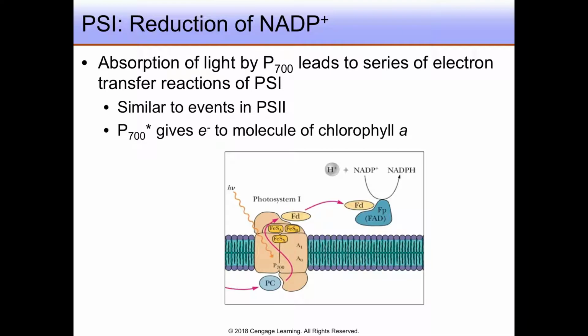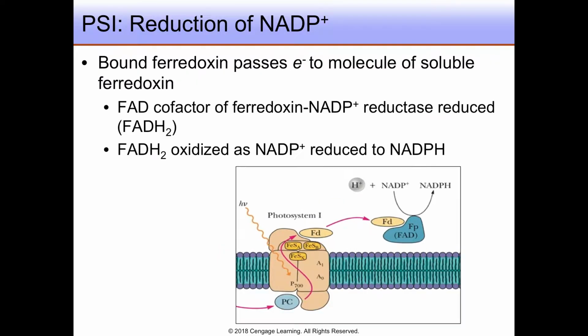Similar to PS2, the absorption of light by the P700 chlorophyll of PS1 is the primary event at this photosystem. This promotes an electron to a higher energy state with a low reduction potential, which is given to a molecule of chlorophyll A. The electron is then passed to a bound molecule of ferredoxin, which in turn passes it to a soluble form of ferredoxin.